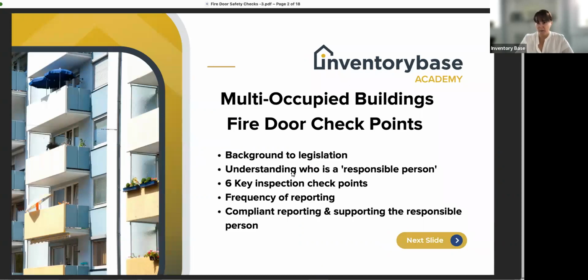So the main points we're going to be covering in this webinar, which should last about 40 minutes and is going to be recorded, are the background to legislation, understanding who is a responsible person, the 6 key inspection checkpoints you're going to need to look at as an inventory or property reporting professional, the frequency of reporting, and also the compliant reporting and how you support the responsible person in your role as a report provider.